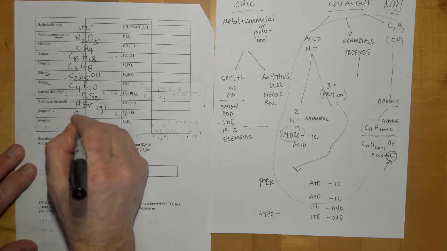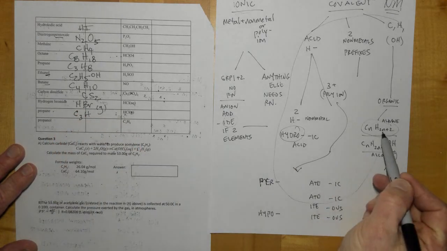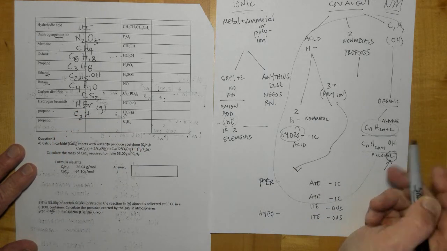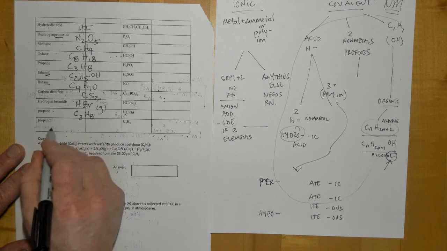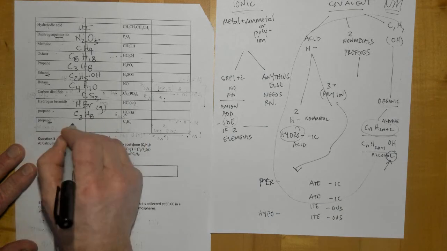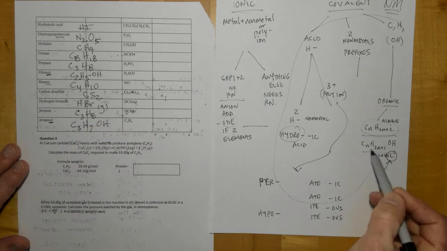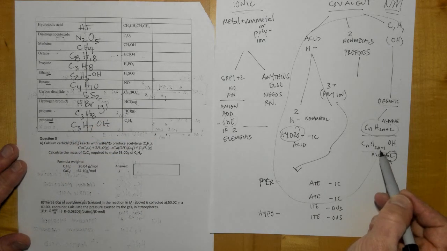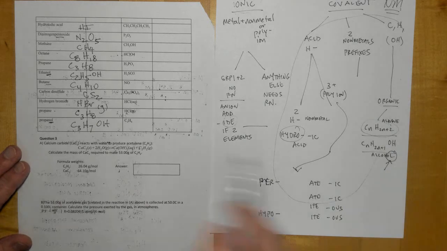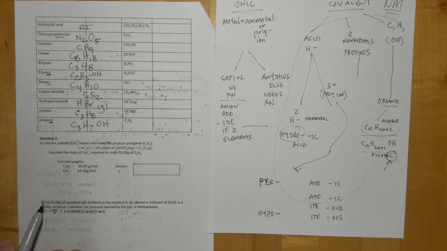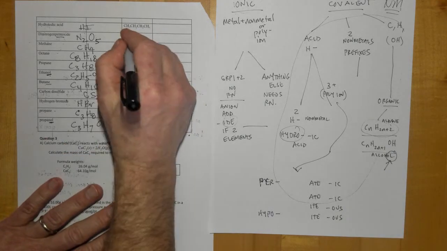Propane, C3H, 2 times 3 is 6, plus 2 is 8, and then propanol, so now we got an OL ending again, so C3H7OH fits this pattern right here, C to the N, H to the 2N plus 1, OH. You know it's an alcohol because it ends in OL. All right, a couple more over here.